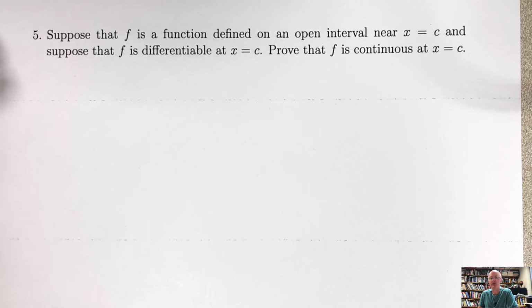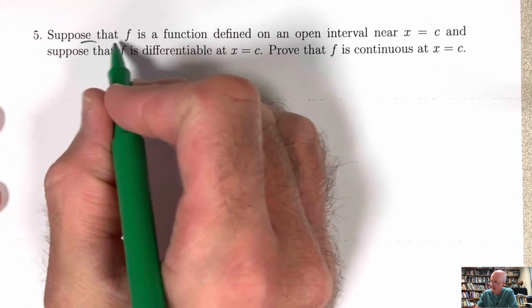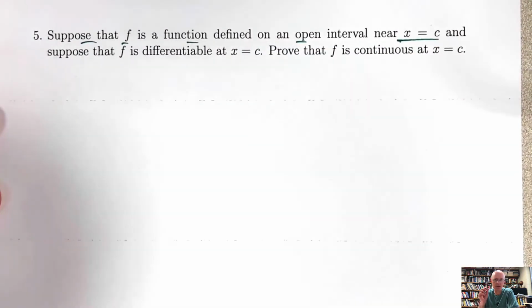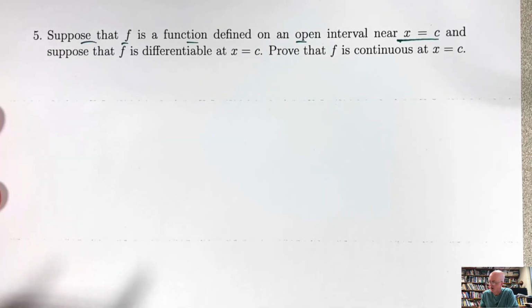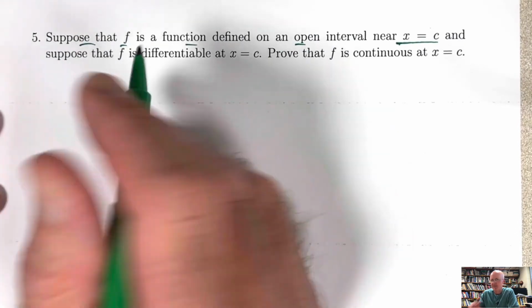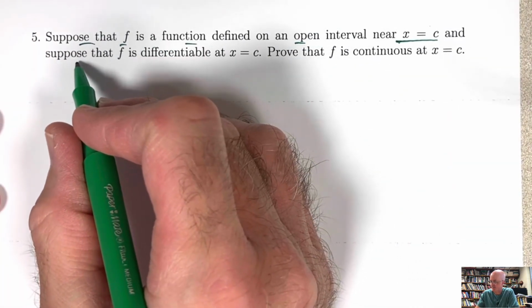In the last problem, we do a proof that differentiability implies continuity. And that would also mean if a function is not continuous at a point, it can't be differentiable there, because if it were differentiable, it would be continuous. That logic is solid. The problem says, suppose f is a function defined on some open interval near x equals c, some little interval, say centered at c. Open interval, you do not want c to be an endpoint. So we can focus on two-sided limits and not worry about subtle details of one-sided limits.